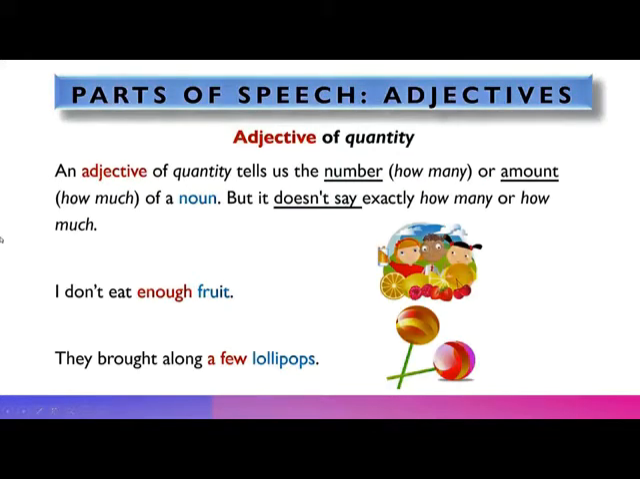Parts of speech, adjectives. Adjectives of quantity. An adjective of quantity tells us the number, how many, or amount, how much of a noun. It doesn't say exactly how many or how much. I don't eat enough fruit.